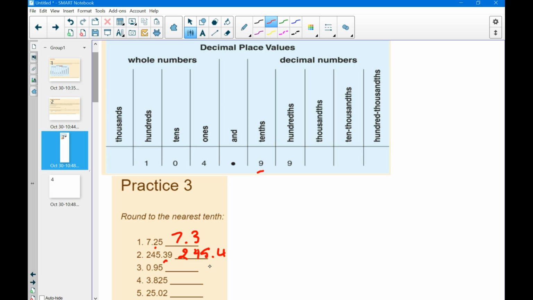The next one's pretty tricky because it's 0.95. We're going to round it off to here. So do we round up or down? It's a 5 on the right hand side, so we round it up. So 9 becomes 10. So the actual answer here would be 1.0.